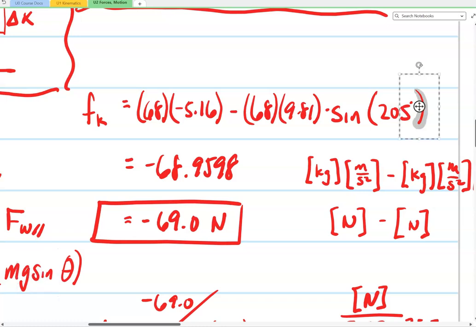I'm going to substitute in the mass and the acceleration that was experienced in that direction from the last step, and the mass, earthly gravitational acceleration, and sine of the angle measure. Now at first glance you might think that this is a typo or a mistake that I've made here. I've written 205 degrees instead of 25 degrees.